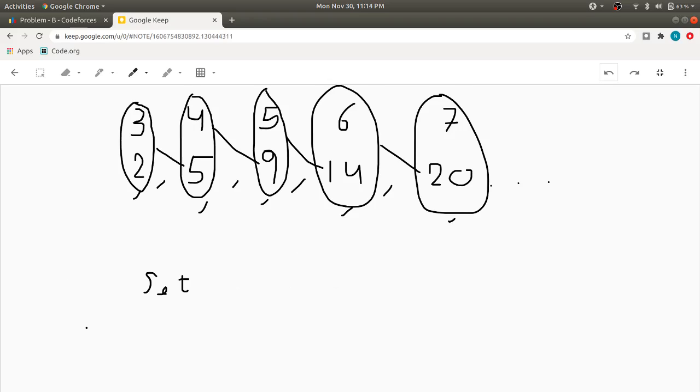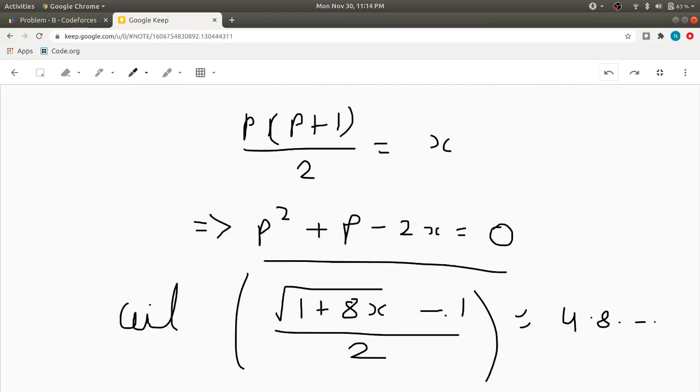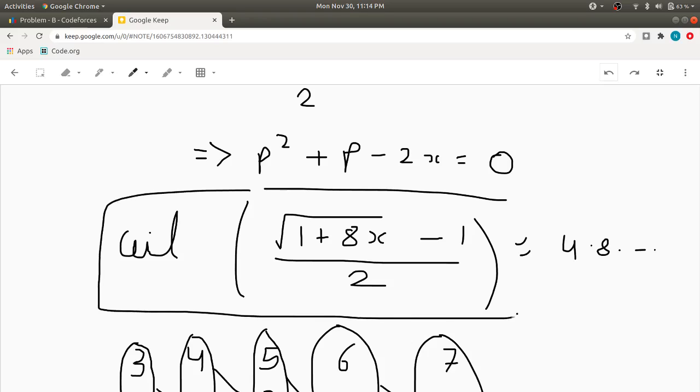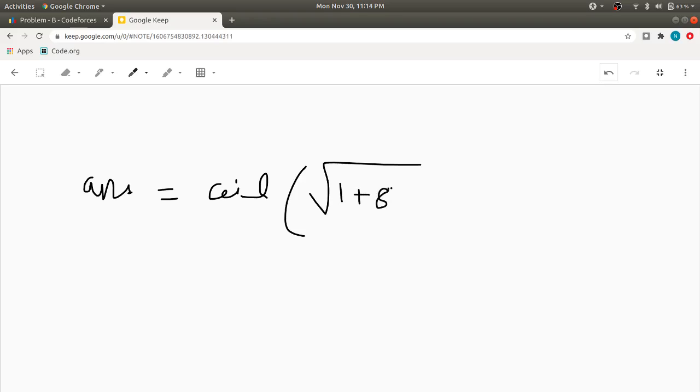Then I will maintain this set, and I'll take some x from the user as input. Then this will be my answer. My answer will be the ceil of (square root of (1 plus 8x) minus 1) divided by 2. This is going to be my ceil value.